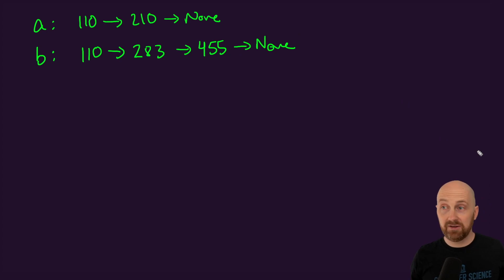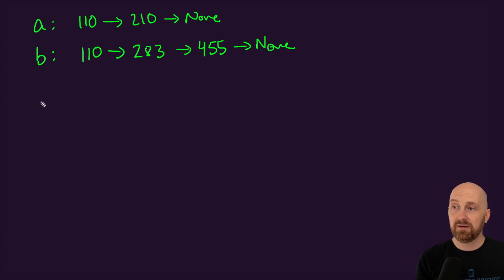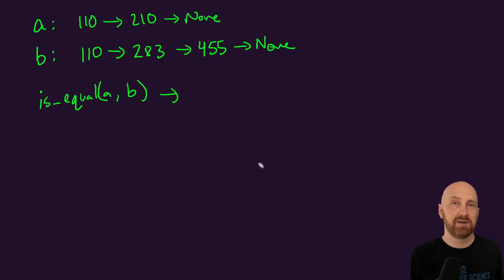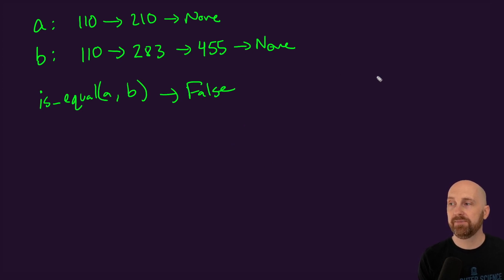And so if we ask, are these two equal to one another? If we imagine a function named is_equal(A, B), we would expect False, right? No, these two lists are not equal to one another. So how can we determine whether or not two lists are equal to one another?